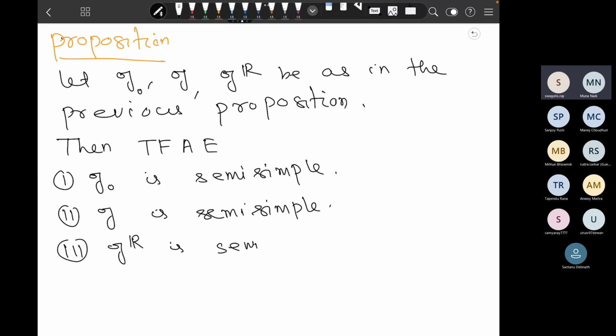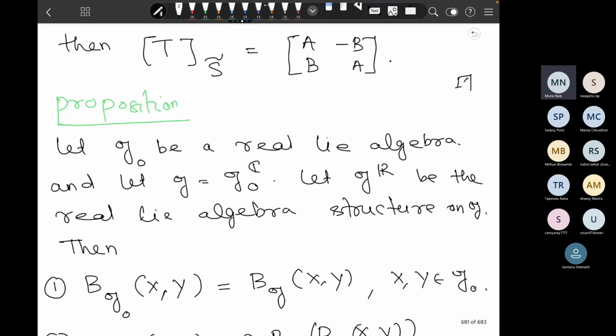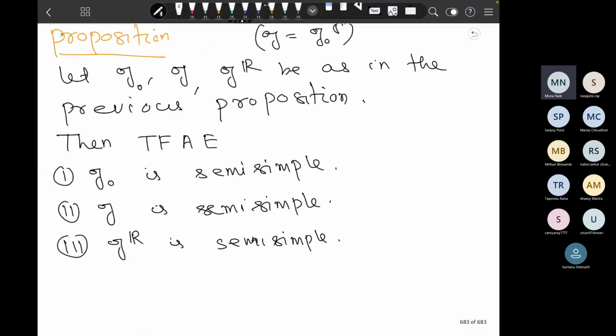So G naught was the genuine real Lie algebra you started with. Then G is basically G naught C, right? Twice the real dimension. Yes, sir. And that is actually GR when you think of it as a real vector space. So G naught is the real Lie algebra, and G is equal to G naught C, and let GR be the real Lie algebra structure of G. I am just not writing everything.